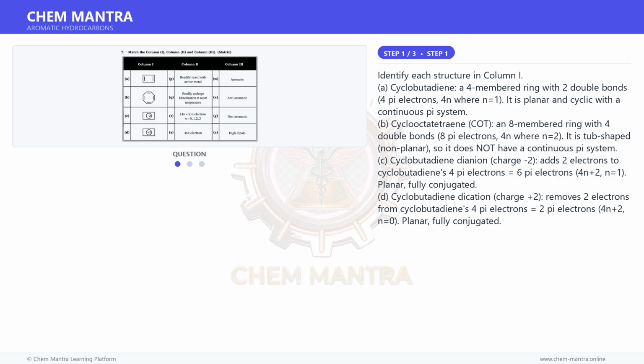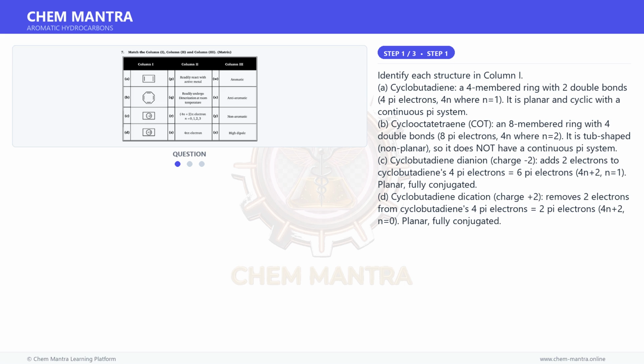A. Cyclobutadiene, a 4-membered ring with 2 double bonds, 4 pi electrons, 4n where n equals 1. It is planar and cyclic with a continuous pi system. B. Cyclooctatetraene, COT, an 8-membered ring with 4 double bonds, 8 pi electrons, 4n where n equals 2. It is tub-shaped, non-planar, so it does not have a continuous pi system.